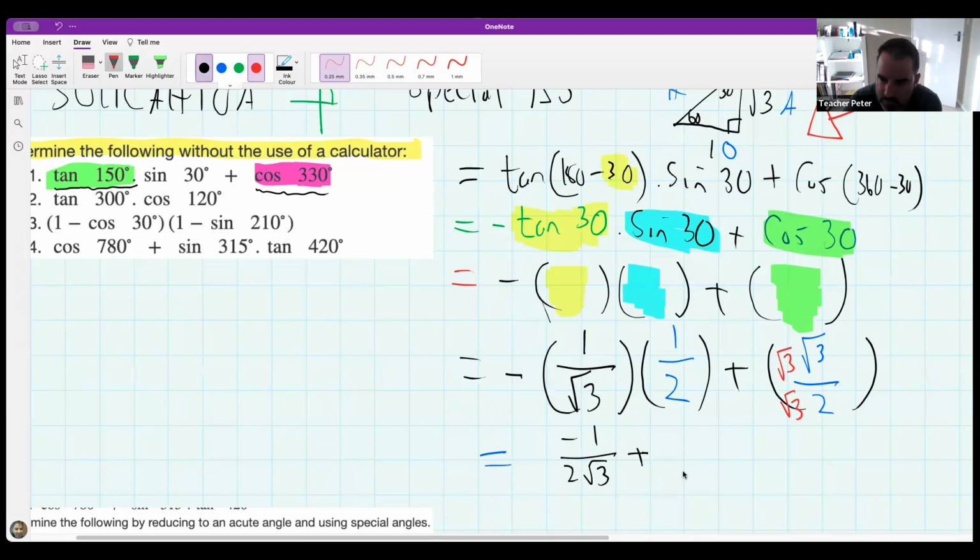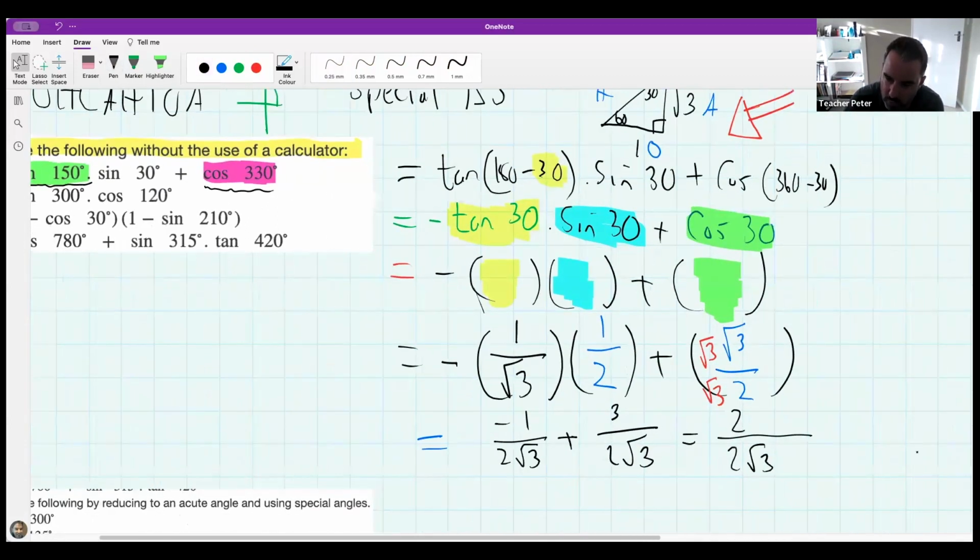Because if they have the same denominator, and the other funny thing is root 3 times root 3 is 3. And then, because I have the same denominator, I can just then go minus 1 plus 3, which is 2. But now we have a 2 on the top and a 2 on the bottom, which is just 1 over root 3. Now, I don't want you to stress about that. That was some pretty snazzy fraction work I was doing there.